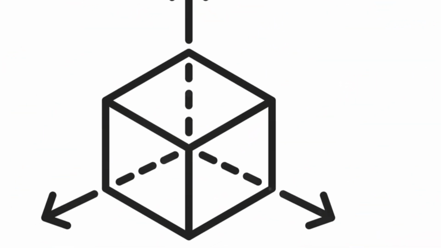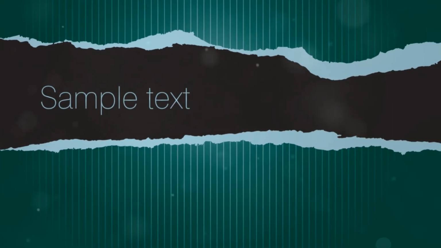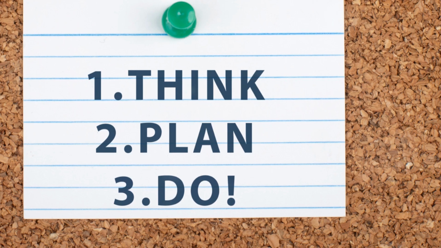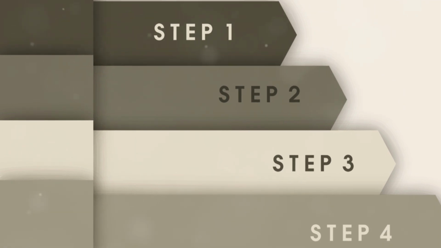Vector decomposition sounds fancy, but it's really just about splitting one vector into two perpendicular components. These components are easier to work with. Think of it as breaking down a big task into smaller, manageable steps. Each step is simpler and more straightforward.